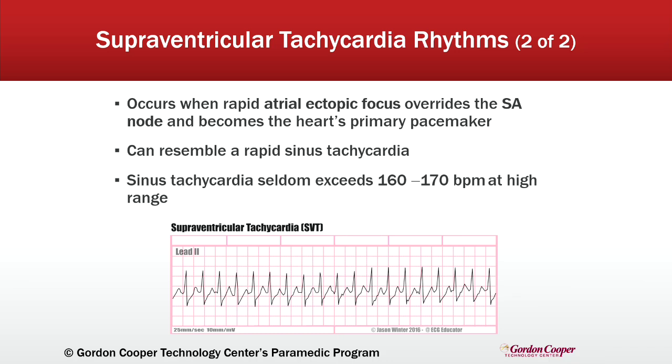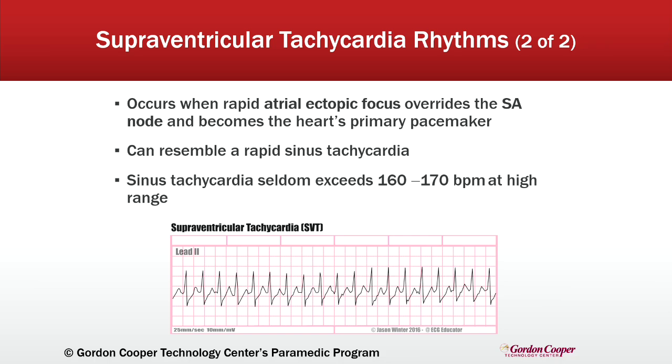So that rhythm can look a lot like sinus tach at first glance because the QRS complexes are usually normal and the heart rate is elevated. However, the key difference is that sinus tach typically doesn't exceed 160 to 170 at its highest range, whereas ectopic atrial tachycardia can result in a heart rate that exceeds this range. So when we're talking about supraventricular tachycardias, they typically exceed this range. While the heart rate may be fast, it may resemble a sinus tach.